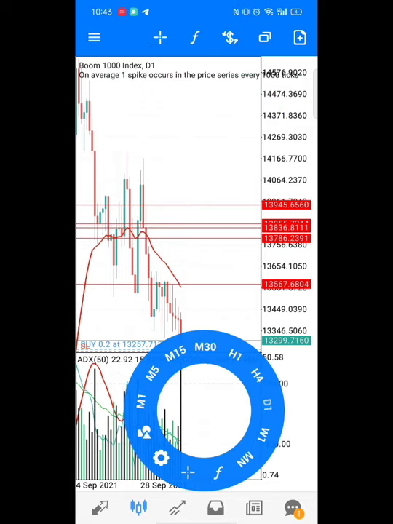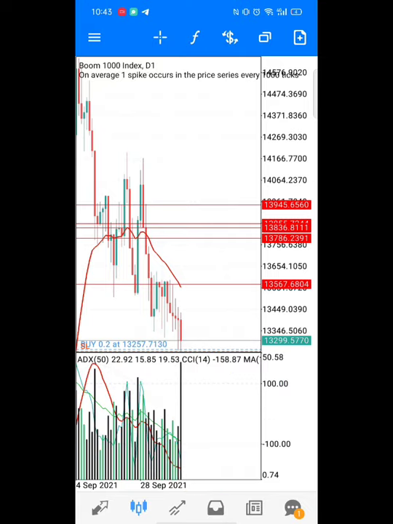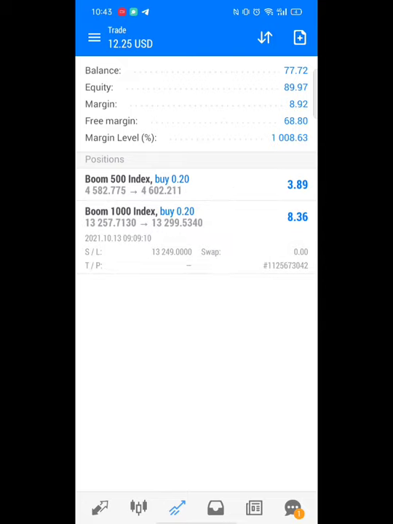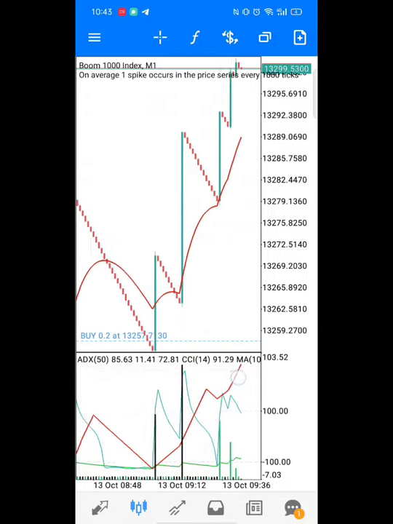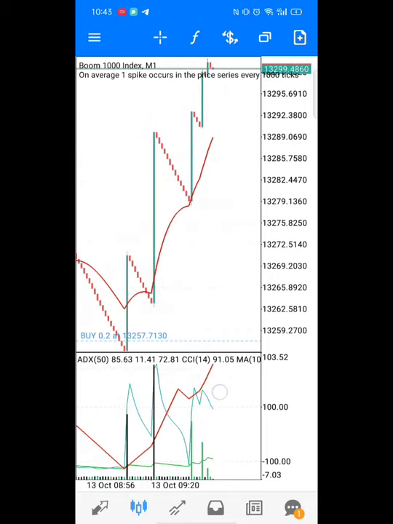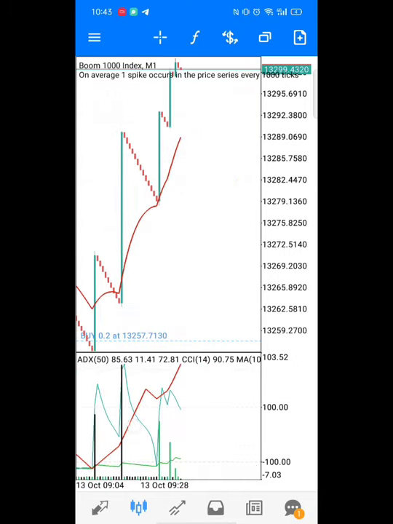So guys, what I'm going to do right now is simply show you how I traded it. You can see it's on profit. Okay, first of all, I'll go to the 1 minute time frame. You can see we're catching spikes on Boom 1000 index. Look at my entry, and it's still on profit.